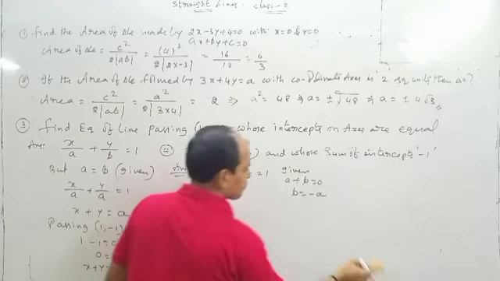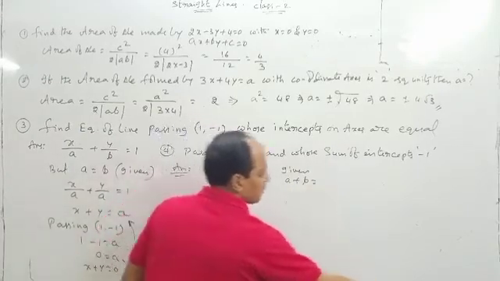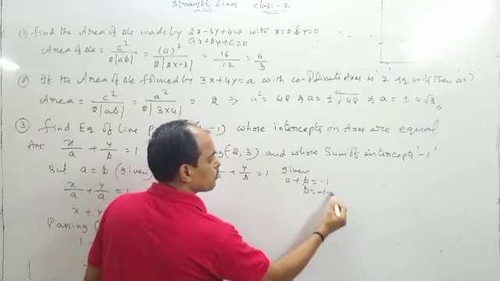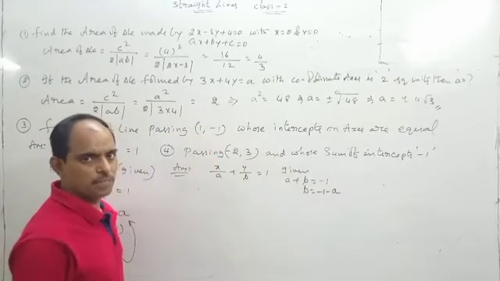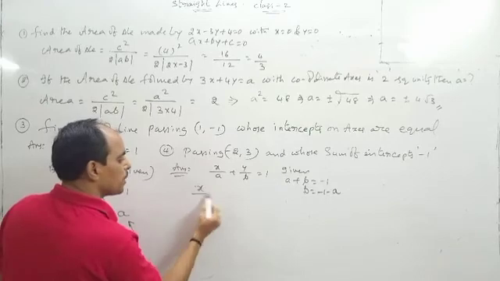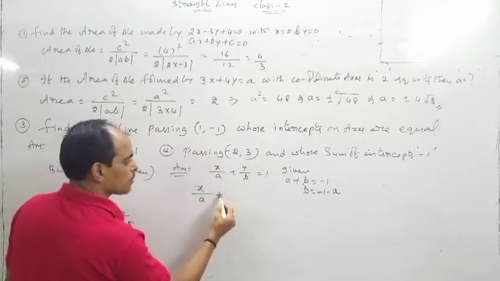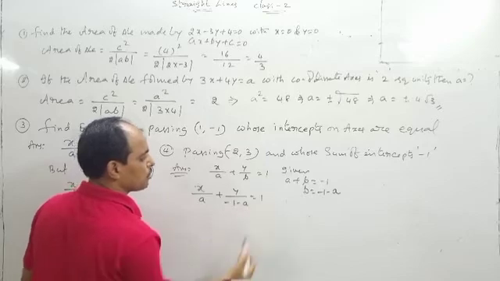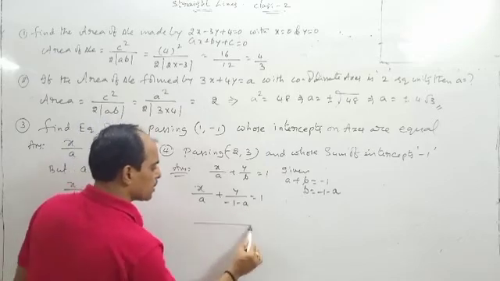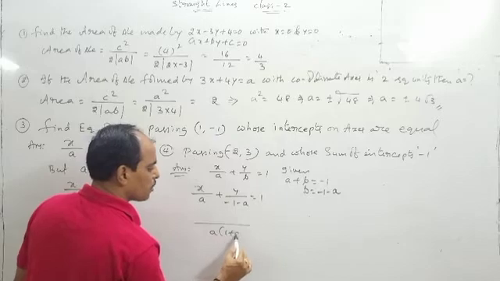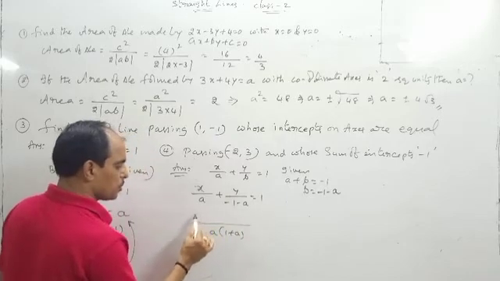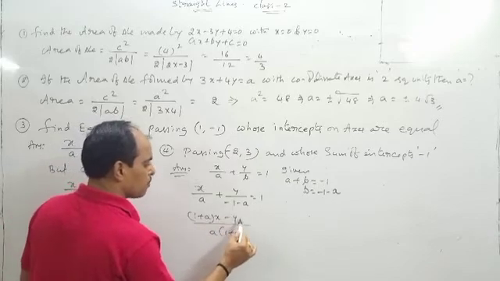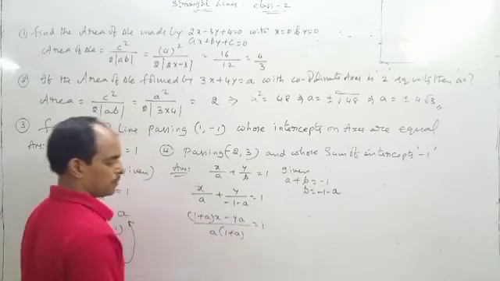So you see, sum of intercepts is given as minus 1. Now b is equal to minus 1 minus a. Now x by a plus y by minus 1 minus a is equal to 1. That is, what is the LCM here? a of 1 plus a, here minus is common. So 1 plus a into x minus y into a is equal to 1.